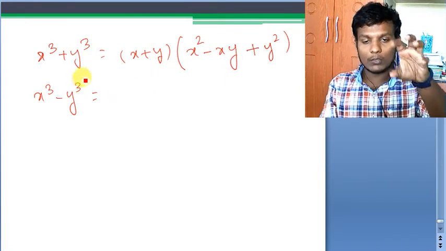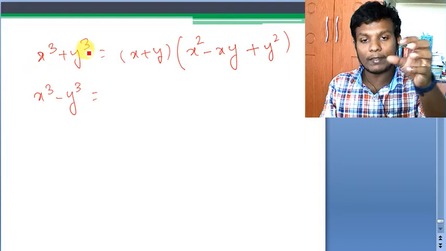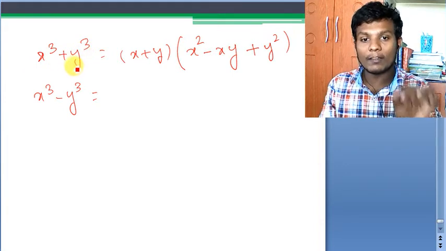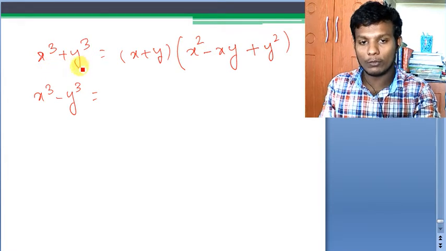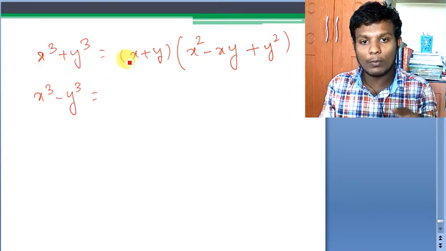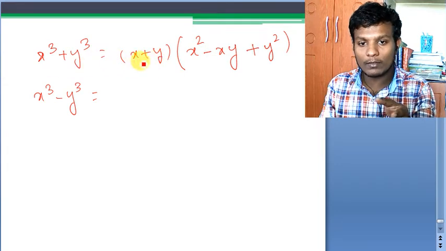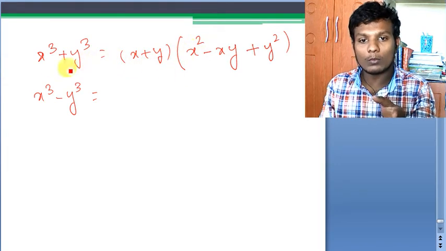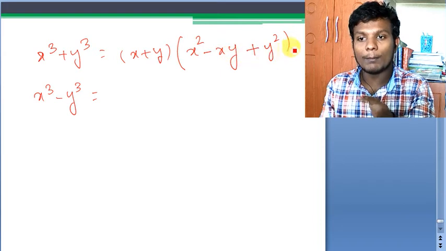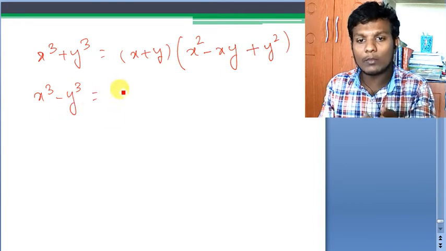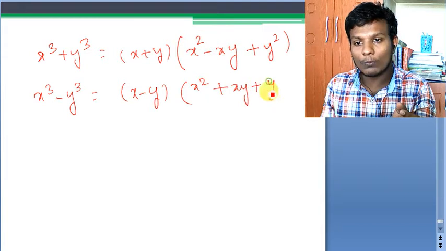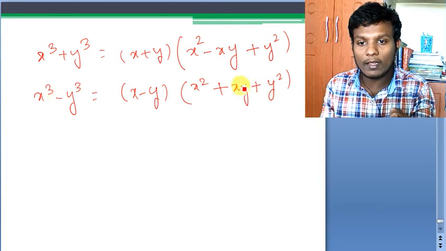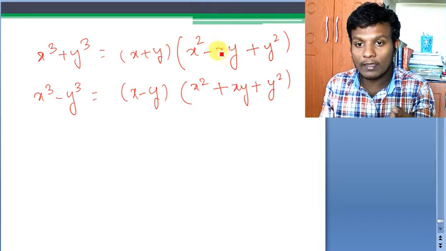When you are observing here, x cube plus y cube is very different from x plus y whole cube. It is not x plus y whole cube, it is x cube plus y cube. So x cube plus y cube becomes x plus y into x square minus xy plus y square, and x cube minus y cube will be x minus y into x square plus xy plus y square. So if minus is outside, inside the bracket there will be a plus, and there is no 2 here, remember.